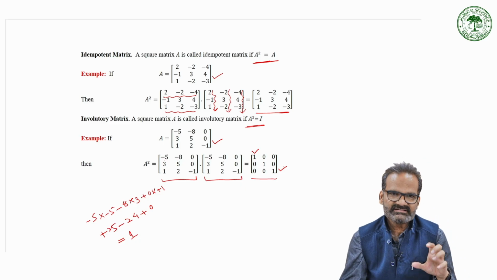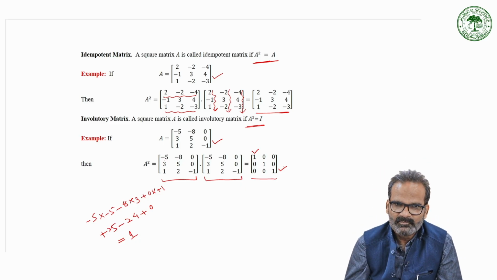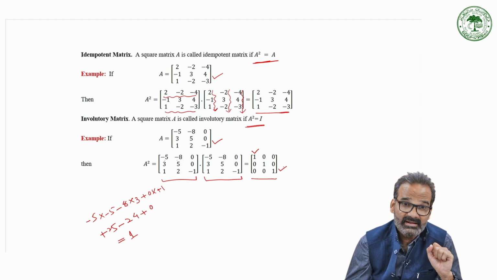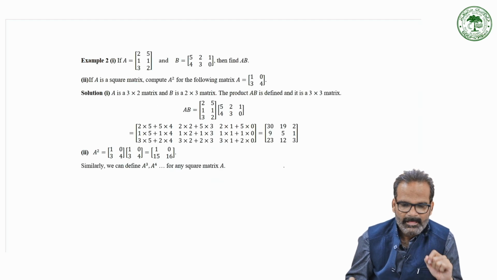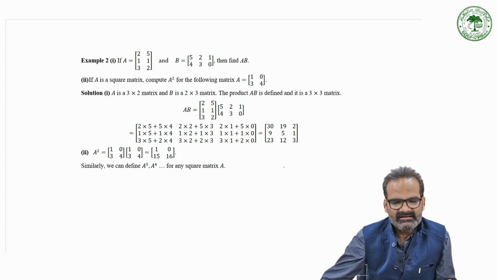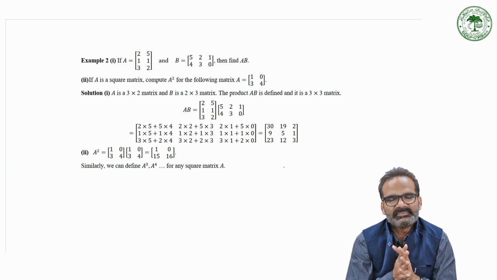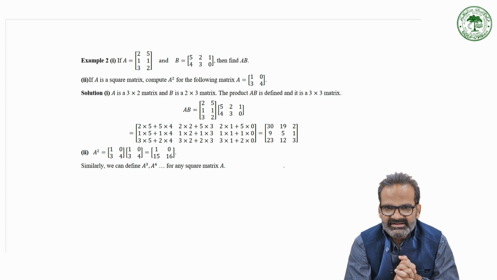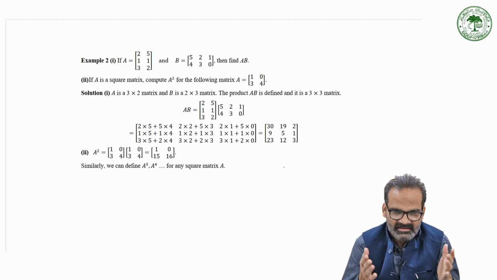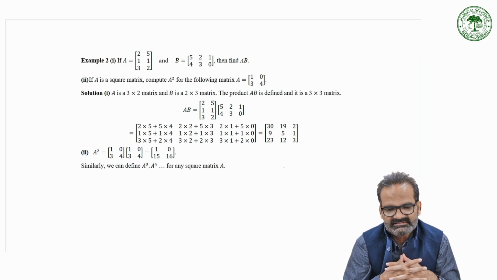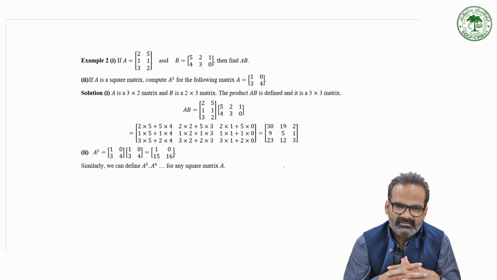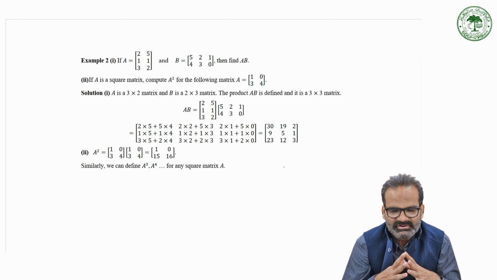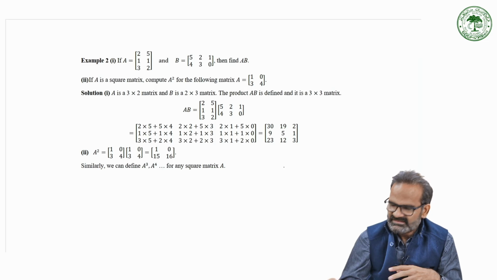So these two examples are examples of two specific types of matrices, the idempotent matrix as well as the involutory matrix, right? Now, after having the basic idea of matrix multiplication, its properties, its integral power, and its specific types of matrices, we can proceed to the numerical questions based on the theory of matrices. So this is an example.